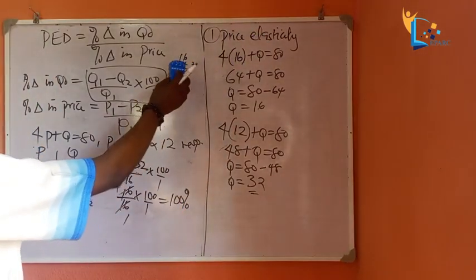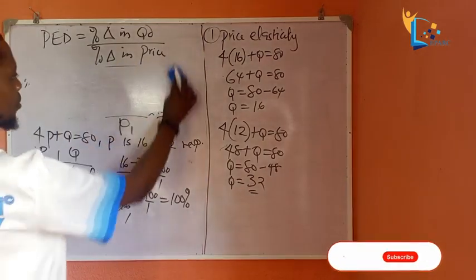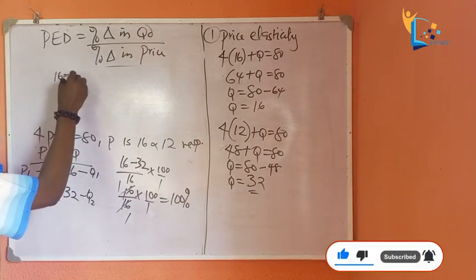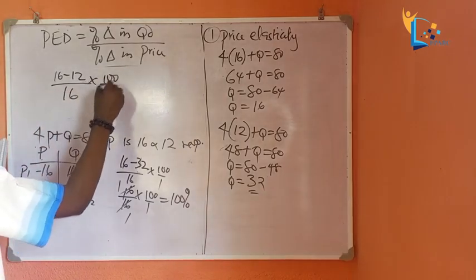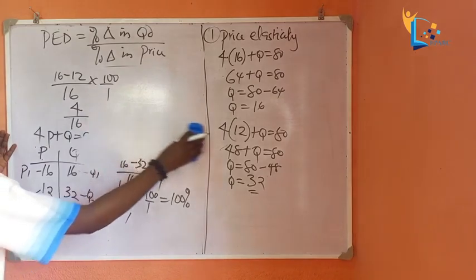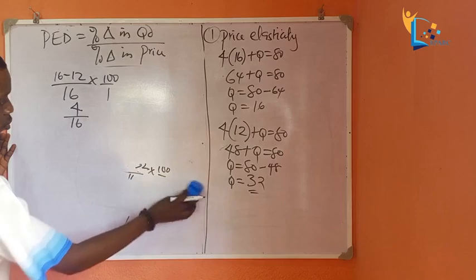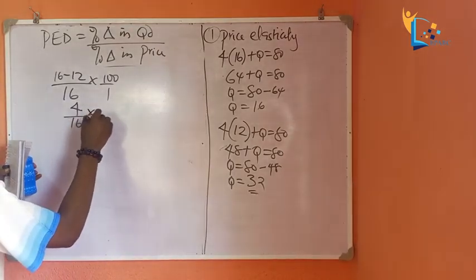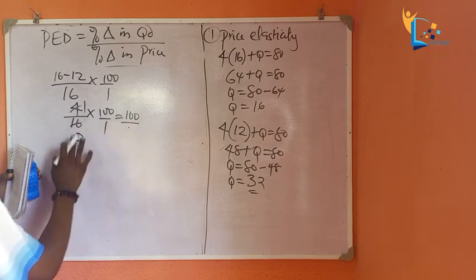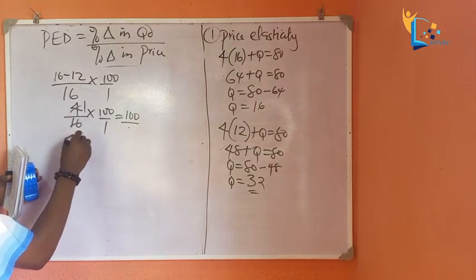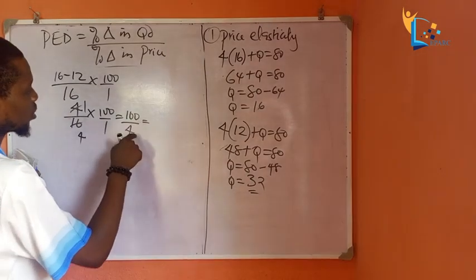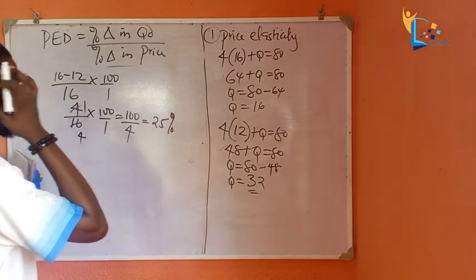So this is for the quantity. Then for the price, we have 16 minus 12 all over 16 times 100 over 1. 16 minus 12 will give us 4 all over 16. So 4 divided by 16 times 100 over 1. 4 in 16, you get 4, please. 4 times 1 is 4. So 100 divided by 4 is 25.